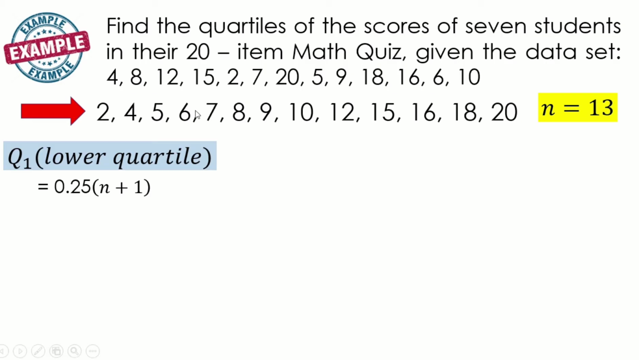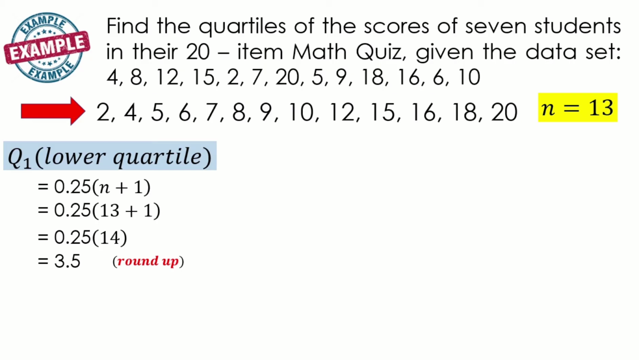So, para makuha natin yung first quartile dito, kailangan natin makuha muna kung pang-ilang position siya dito sa in-arrange nating dataset, gamit ang formula na 0.25 times n plus 1. Isa-substitute lang natin yung n, which is 13. So, 0.25 times 13 plus 1, 0.25 times 14, that is 3.5. So, you can use your calculator. Sabi sa lower quartile, we need to round up the answer. So, therefore, equivalent na siya sa 4.